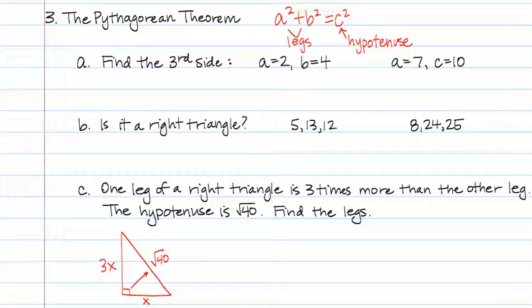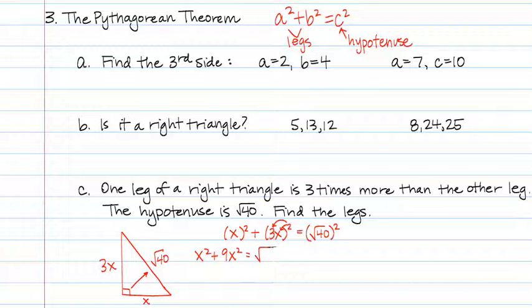So we're going to apply Pythagorean theorem. A squared plus b squared equals c squared. So let's say a is x, although it doesn't matter. So x squared plus the other leg squared, so (3x) squared equals hypotenuse, which is square root of 40 squared. And now we apply the squares. So we have x squared. (3x) squared means I'm going to square the 3 and the x. So that's 9x squared equals square root of 40.